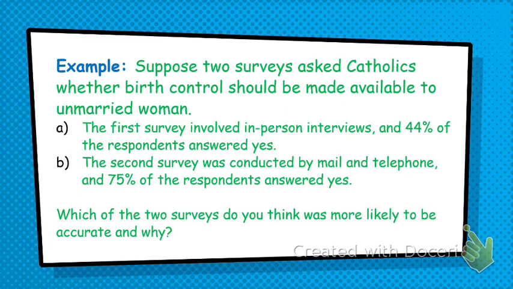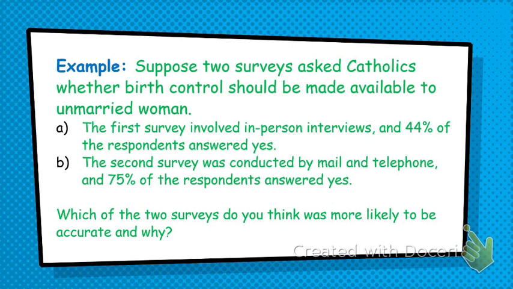Suppose you have two surveys that ask Catholics whether birth control should be made available to unmarried women. The first survey involved in-person interviews, and 44% of the respondents answered yes. The second survey was conducted by mail and telephone, and 75% of the respondents answered yes. Which of the two surveys would you think would be most accurate, and why?